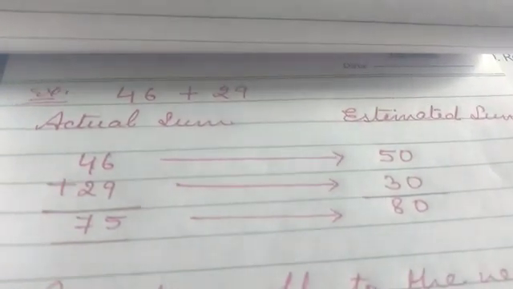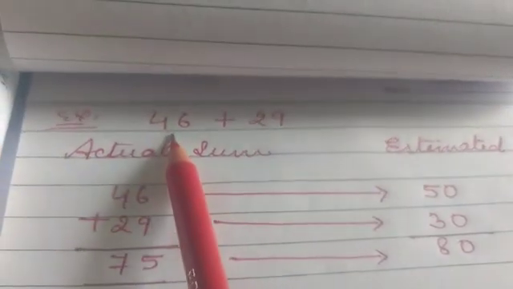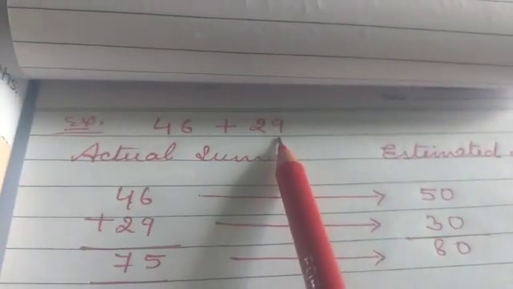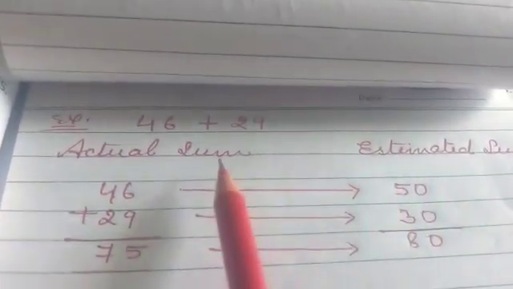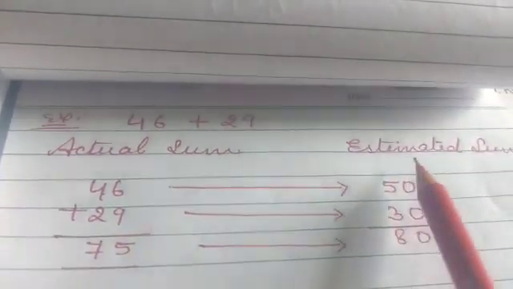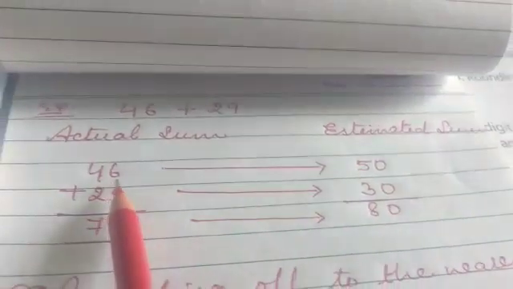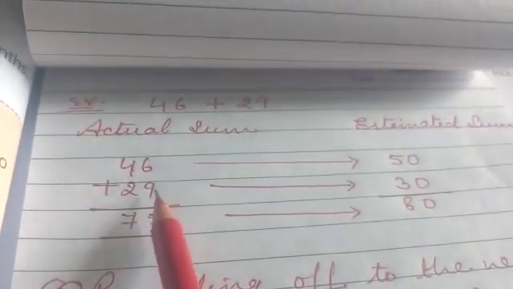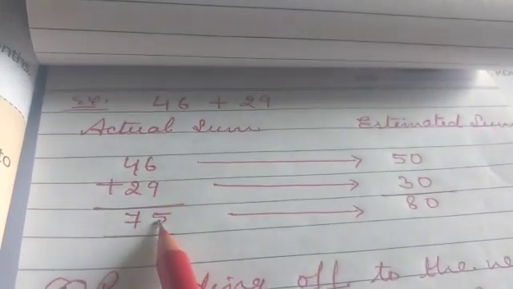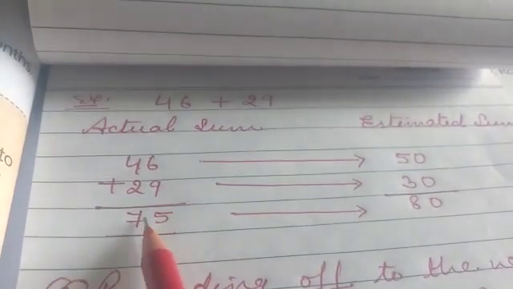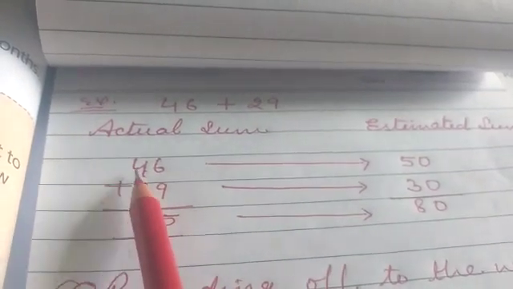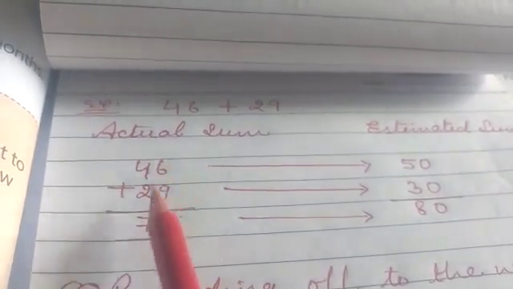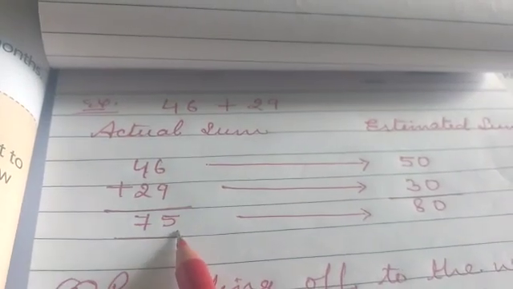There is one more example for you, which is 46 plus 29. Again, in the same way we will mention two columns over here, actual sum and estimated sum. The actual numbers are 46 and 29 that we have written, and a simple addition that we have learnt already, that we will do. Like 6 plus 9 is 15, 4 plus 2 is 6, and 1, that is 7, that is 75.